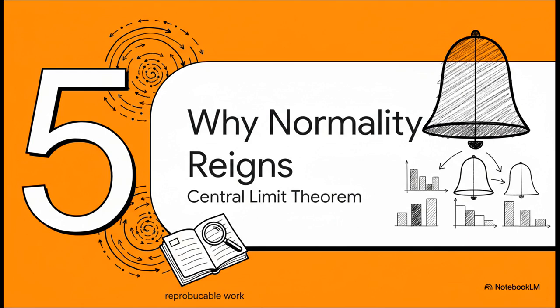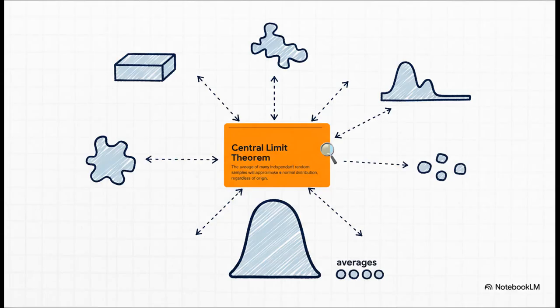Well, the answer is one of the most elegant and beautiful ideas in all of statistics. It's called the central limit theorem, and I know that sounds super academic and maybe a little scary. But the idea behind it is actually incredibly simple and profound. It says that if you take a bunch of random samples of something, it doesn't matter what the original distribution looks like, and you average them together, the distribution of those averages will start to look like a bell curve.